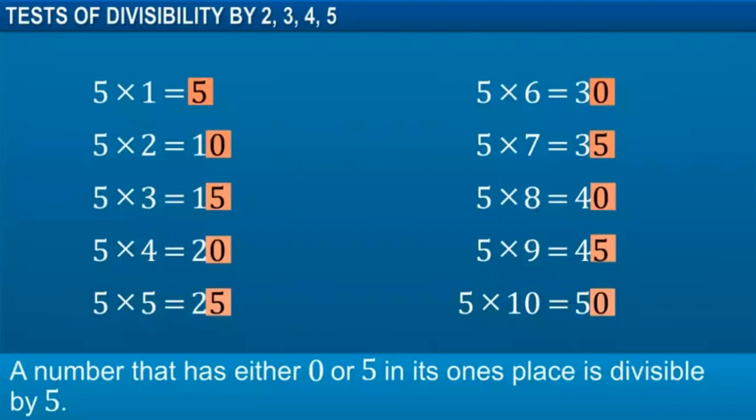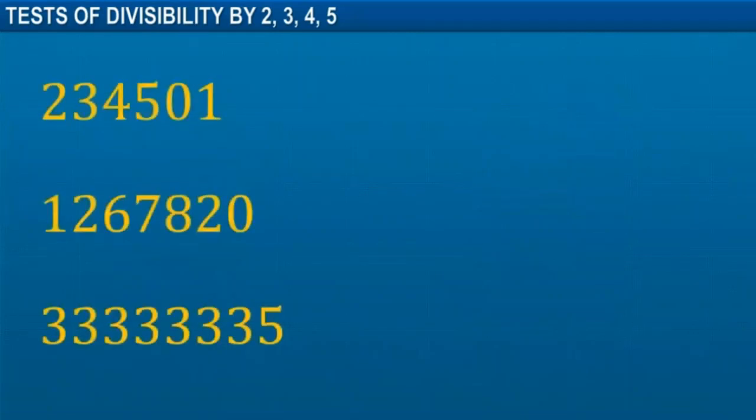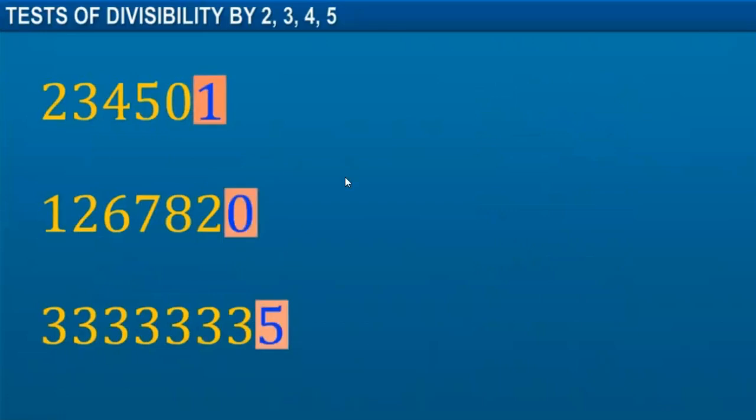So for divisibility by 5, you have to check the ones place of the number, and if you have 0 or 5 in the ones place, then we can say that the number is divisible by 5. You can use this divisibility check for given numbers. We have 3 numbers.